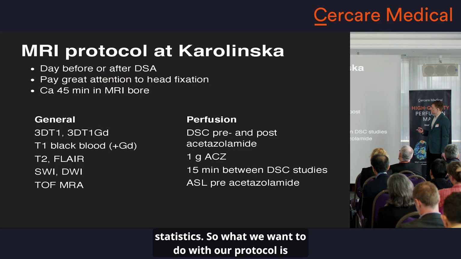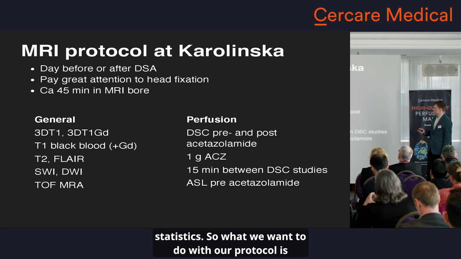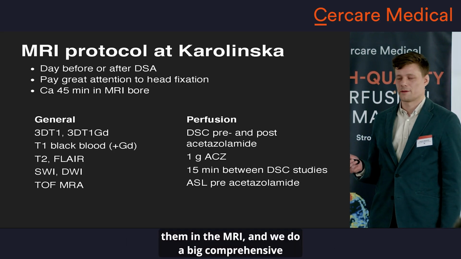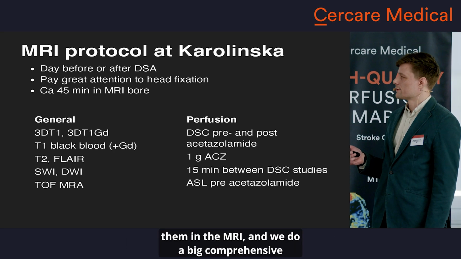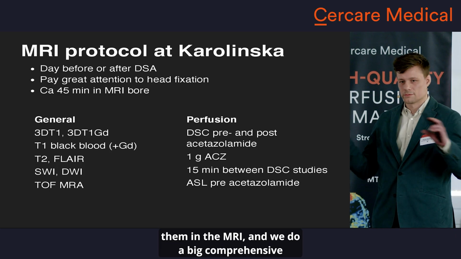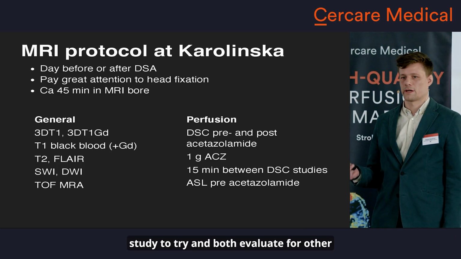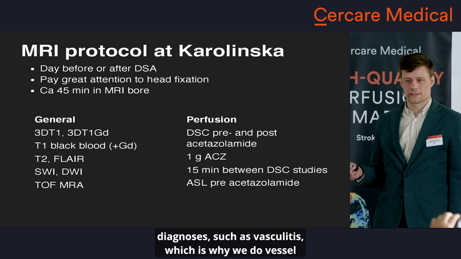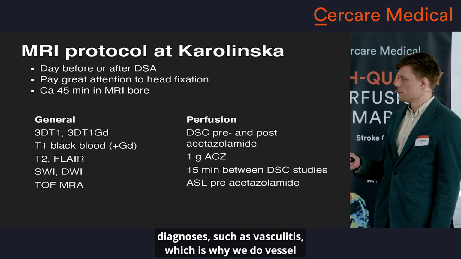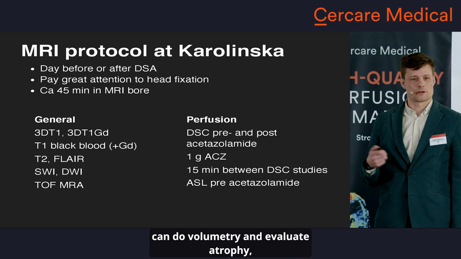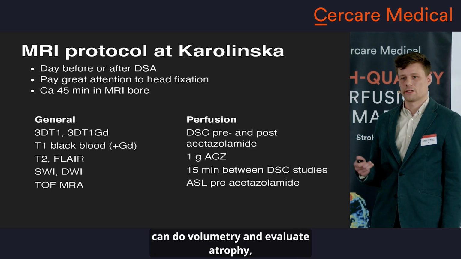So what we want to do with our protocol is we actually devote quite a lot of time to them in the MRI. And we do a big, comprehensive study to try and both evaluate for other diagnoses, such as vasculitis, which is why we do vessel wall imaging. But we also do a 3D T1, so we can do volumetry and evaluate atrophy.